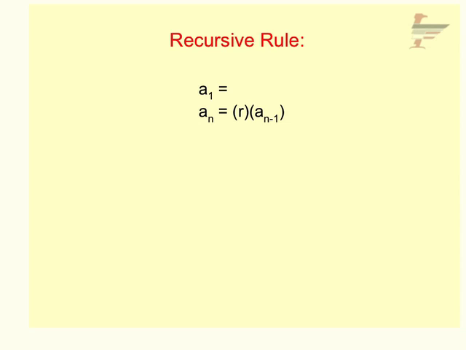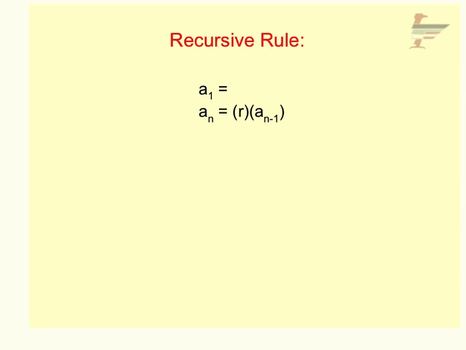Another way to write a rule is the recursive version. So recursive rules, you've been introduced to that a little bit. If you're writing a recursive rule, there's always two parts. First part is you have to have a starting point. Because in recursive rules, each term is built on the term before it, you are going to need to tell people where to start. They have to have a starting term.